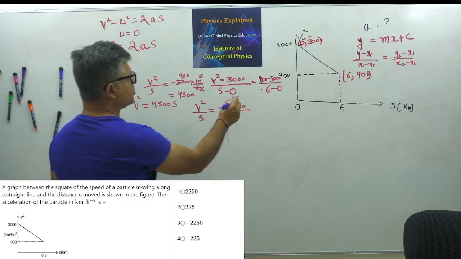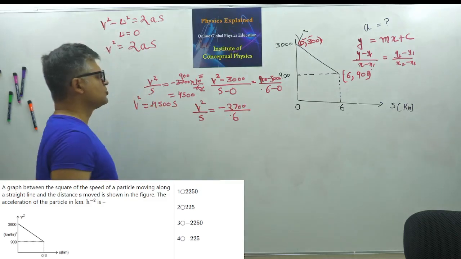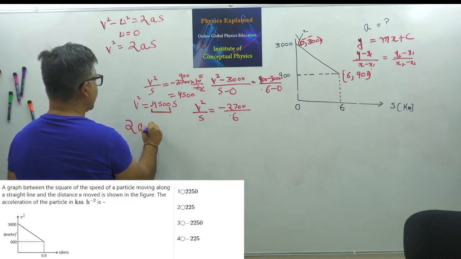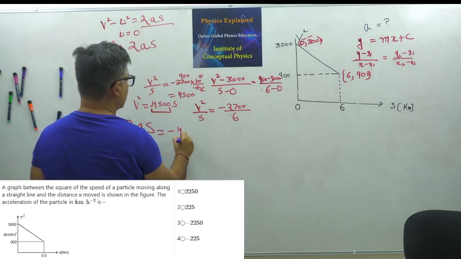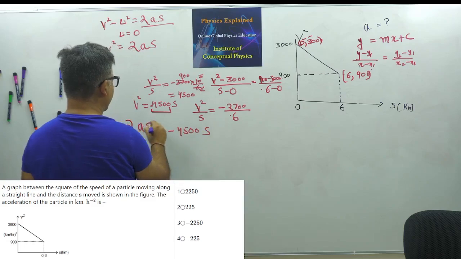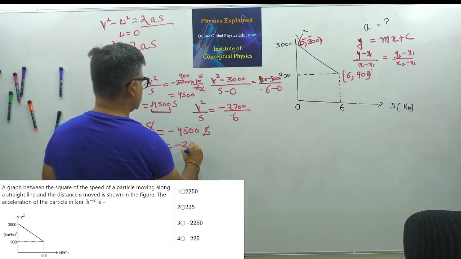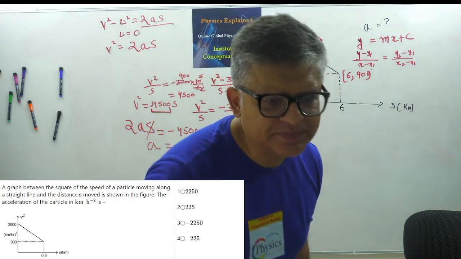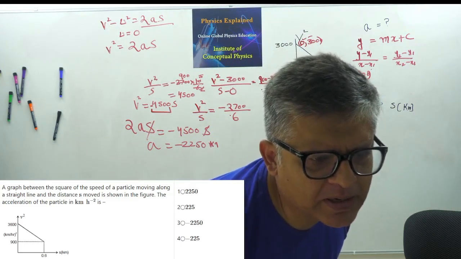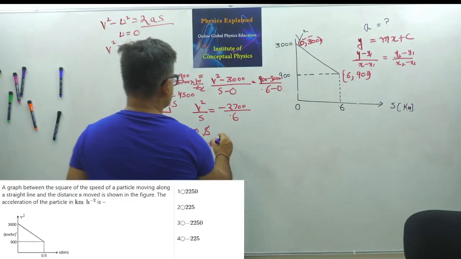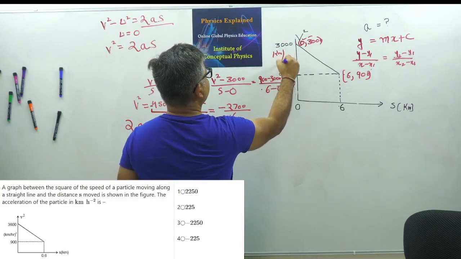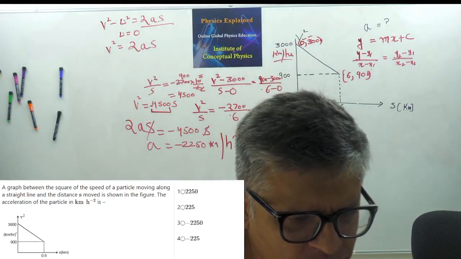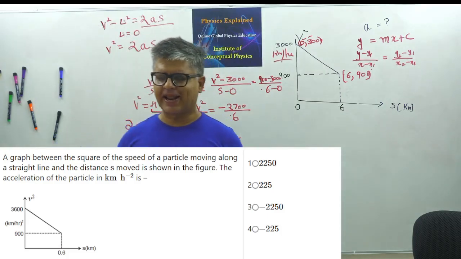So v square actually comes out to be, sorry, minus 4500 s, right? This is comparable to the 2as part of this graph. So 2as is equal to minus 4500 s. If I get rid of s, I get a is equal to minus 2250. What are the units mentioned in the question? The magnitude is mentioned in kilometers per hour square. Maybe the velocity was given in units of kilometers per hour. So this is your answer. If you go through the choices, one of them is minus 2250, right? So minus 2250 is your correct answer.